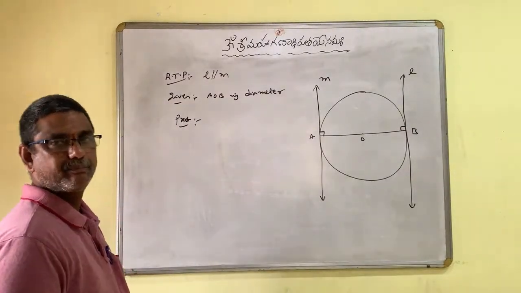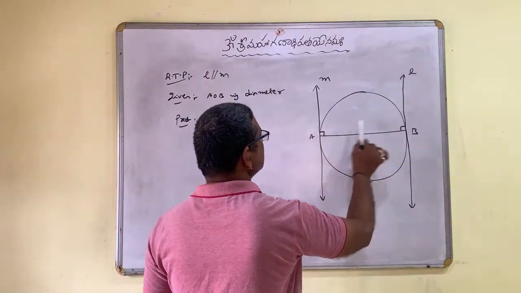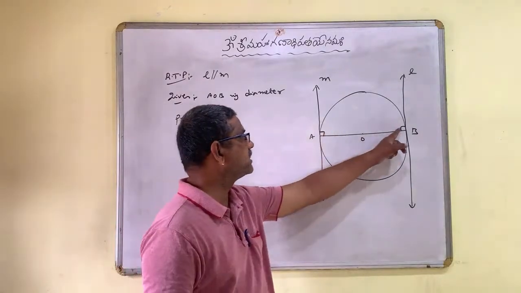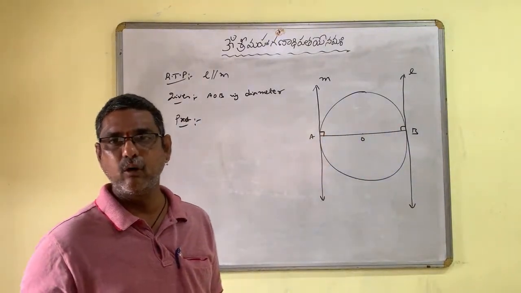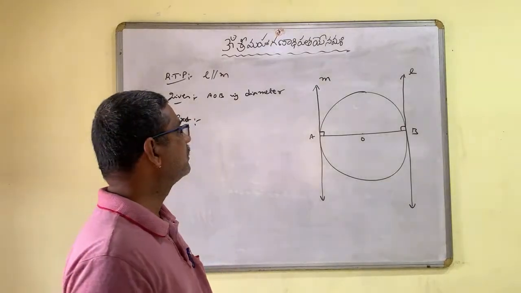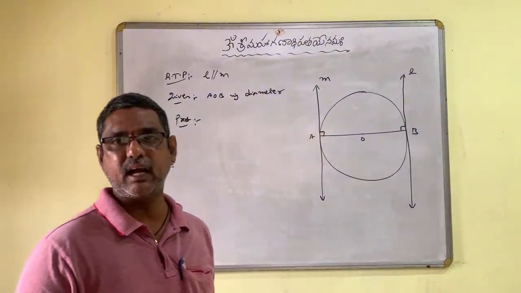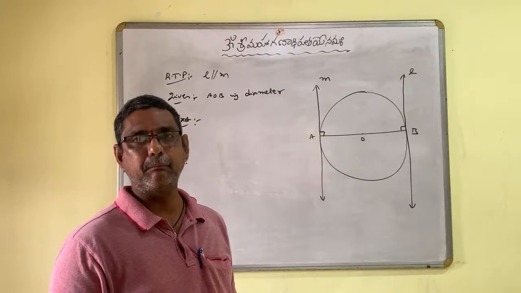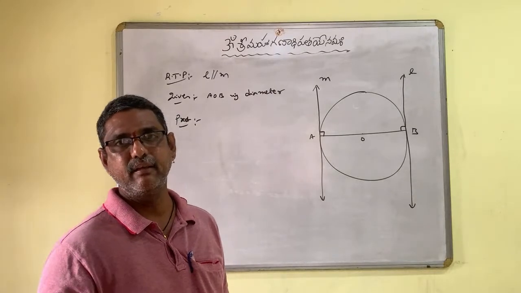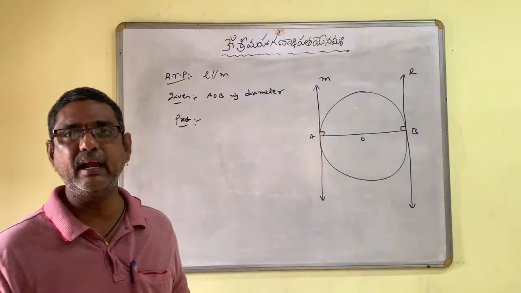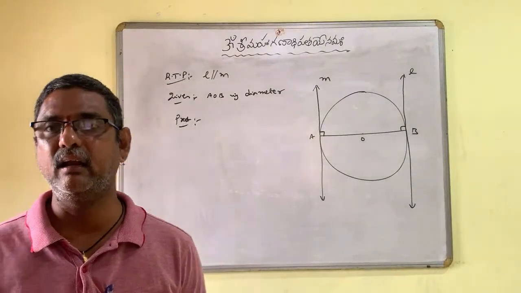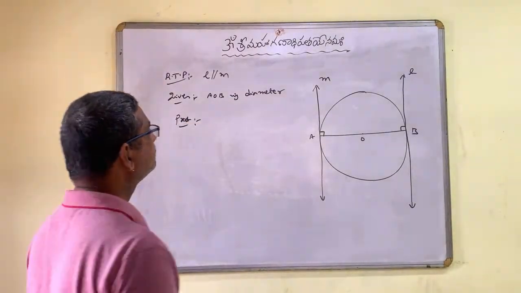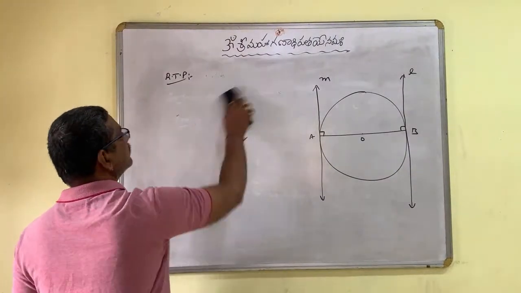Now children, see, the sum of these two angles is 180. As I told you before, if the interior angles on the same side of the transversal are supplementary, that is, if their sum is 180, then the lines are parallel. So clearly here line M and line L are parallel to each other by Euclid's fifth postulate. Okay? Next question.